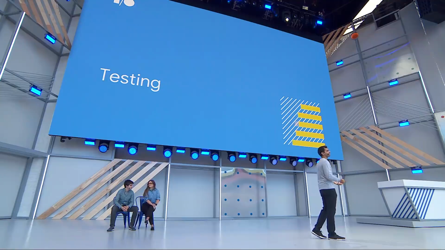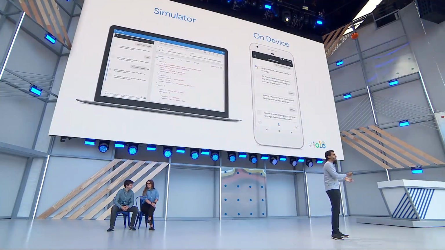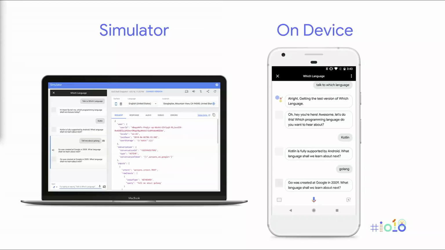All right, so now I've got a pretty cool experience going, but I kind of want to test it further, right? So we've already talked about testing it in the Actions console simulator, where I can get debug information and I can try my action on different surfaces. But while I can test in the console, I can also test directly on any assistant-enabled device which is logged into the same Google account.